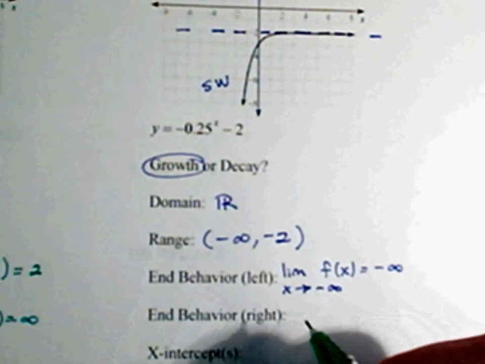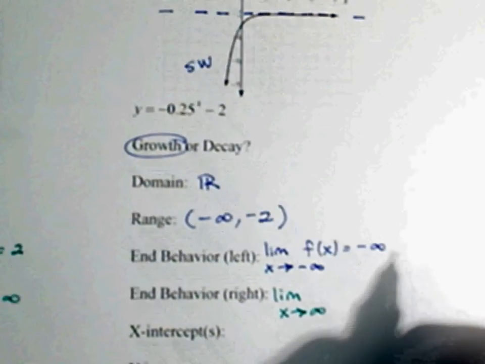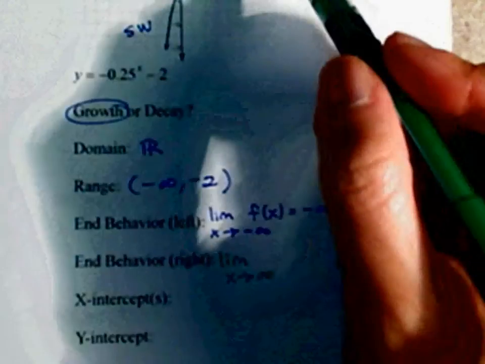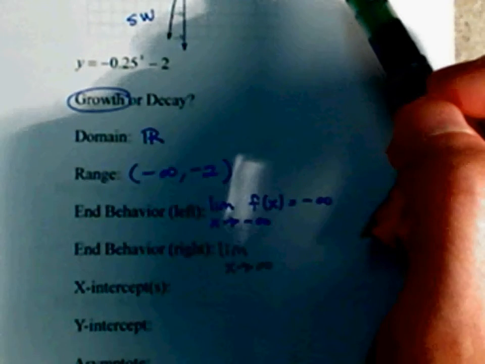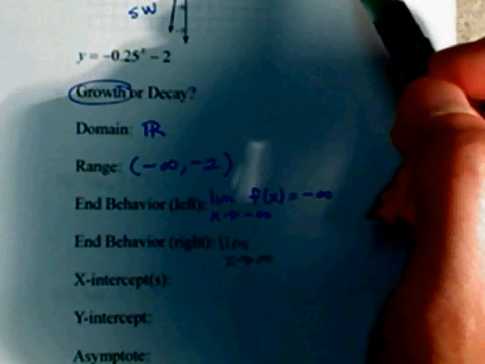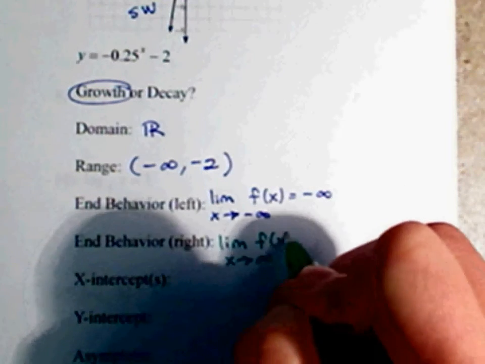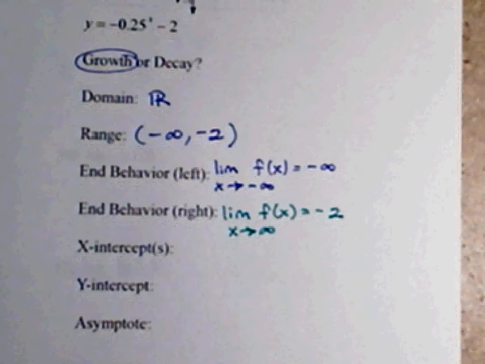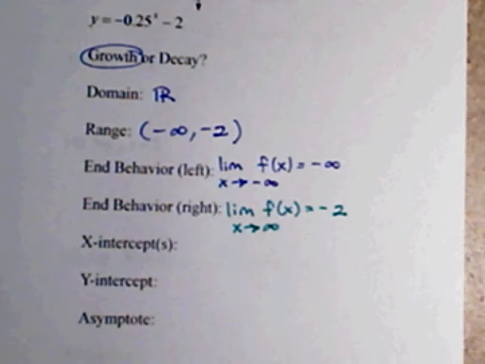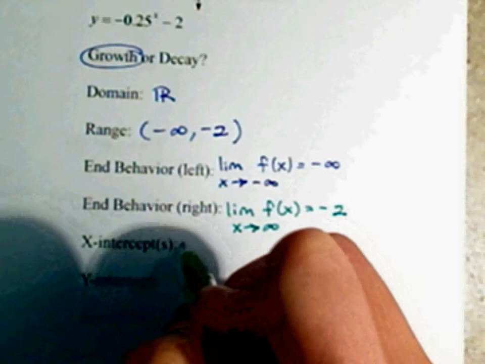In behavior on the right, the limit is approaching positive infinity. As you are heading to the right, you're heading north. However, is there something stopping you from going all the way to the north? What value is that? Negative 2. Okay. Does this one ever cross the x-axis? Look at your graph. No, so you put NA.